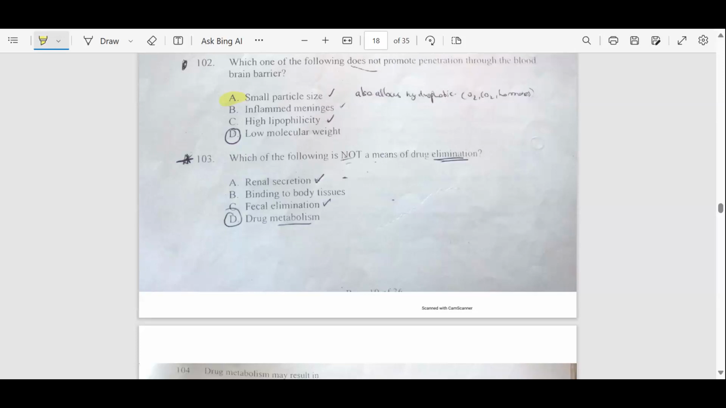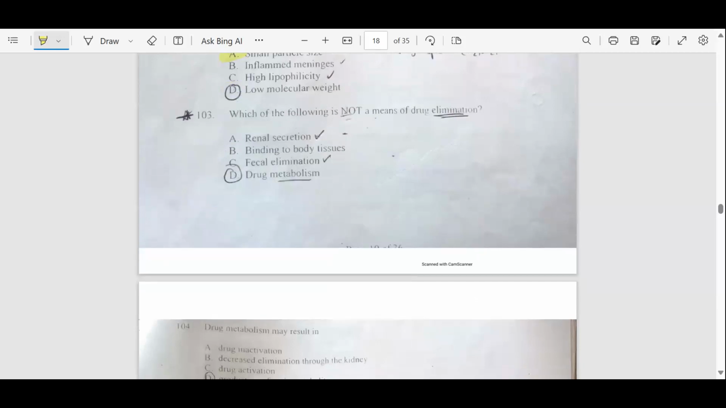103, which of the following is not a means of drug elimination? We have renal secretion, binding to body tissues, fecal elimination, and drug metabolism. So you know that for sure renal is there, fecal is there. So I guess it's drug metabolism. Is it metabolism? Sorry, I was thinking B, because if our drug is metabolized to, let's say, water, isn't that a way that the drug has been eliminated from the body?